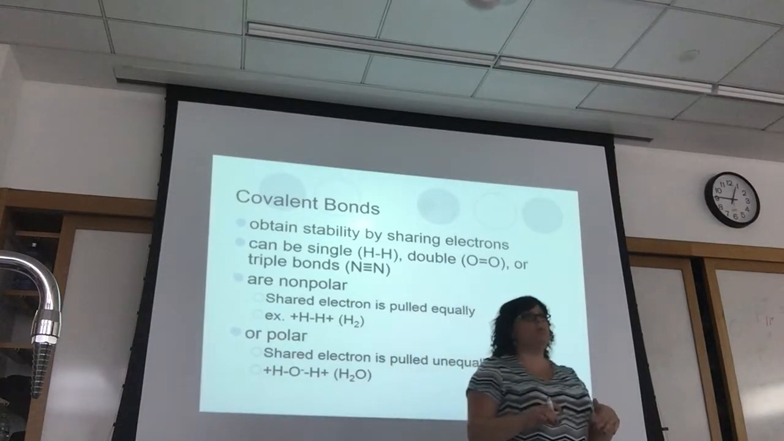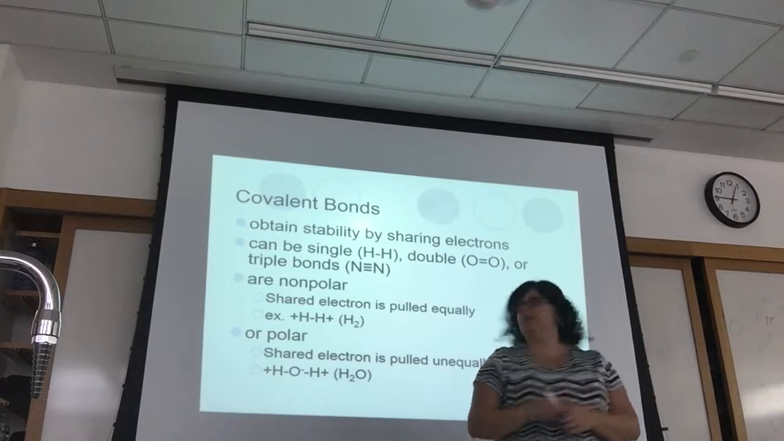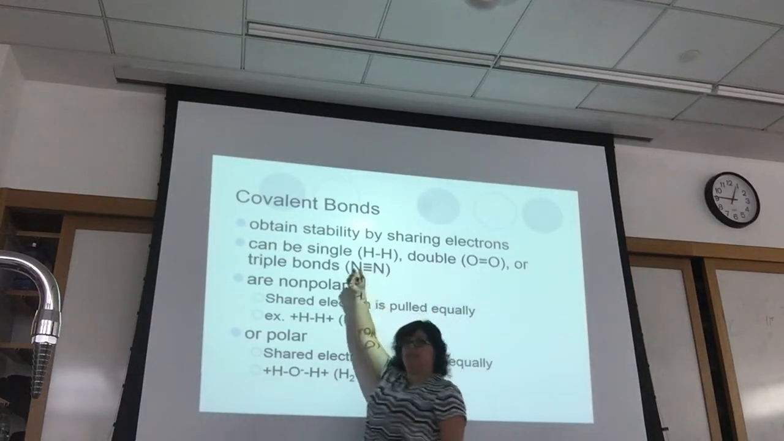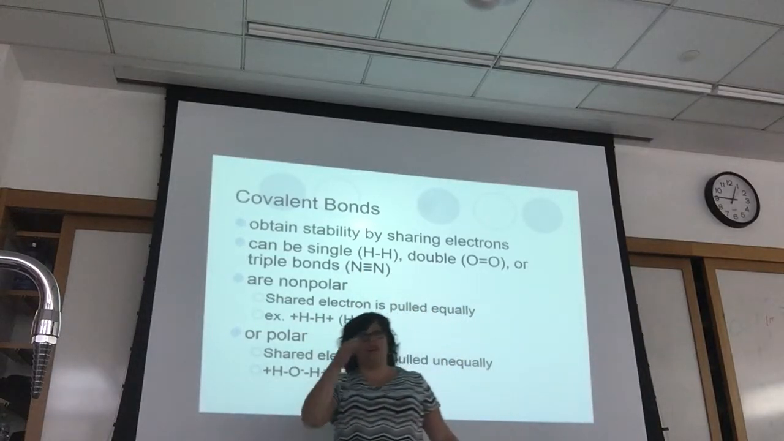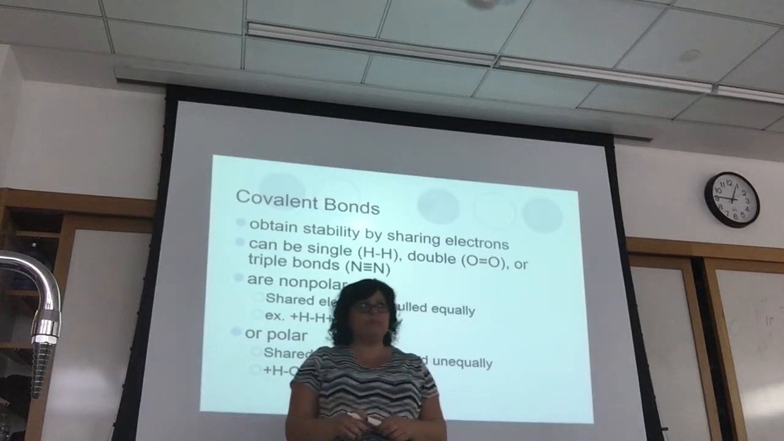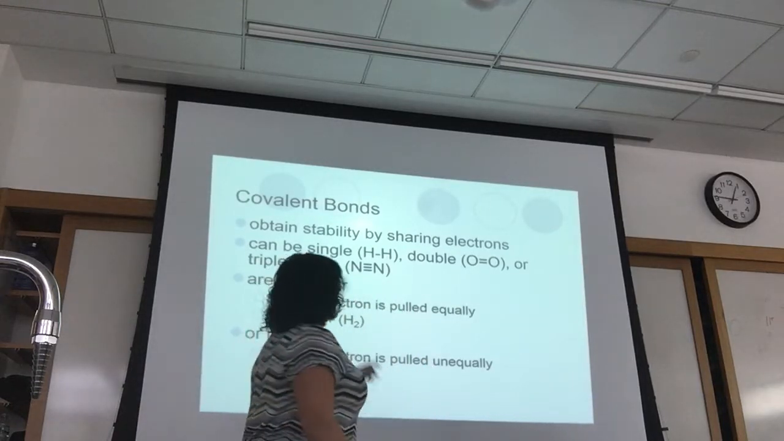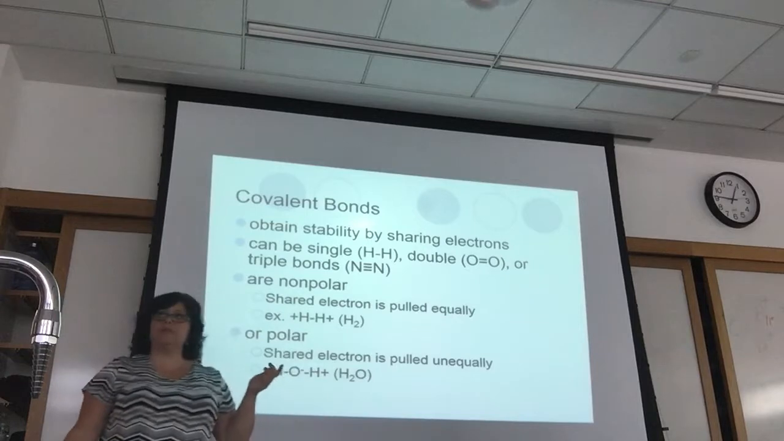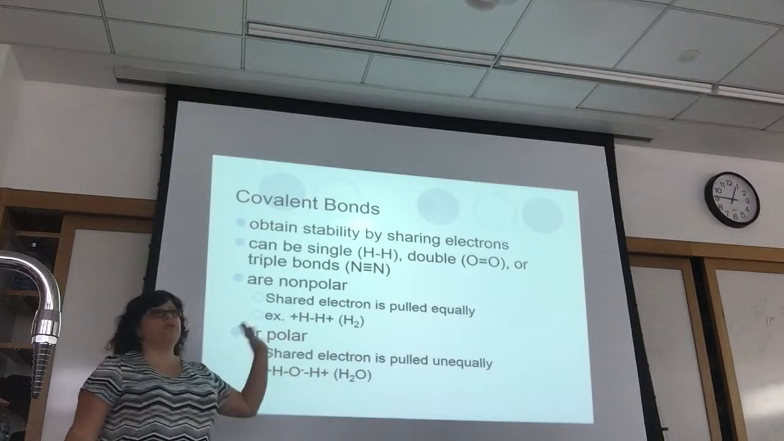We can also have a triple covalent bond. Now I have 3 lines, 3 pairs of electrons. How many electrons? 6. I'm sharing 6 electrons with these 2 nitrogen atoms.